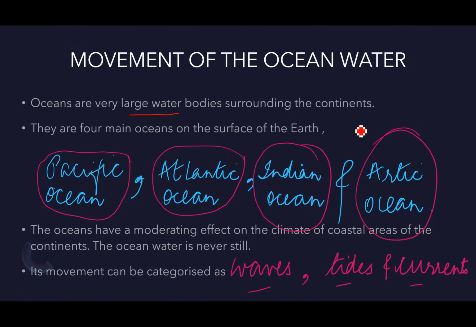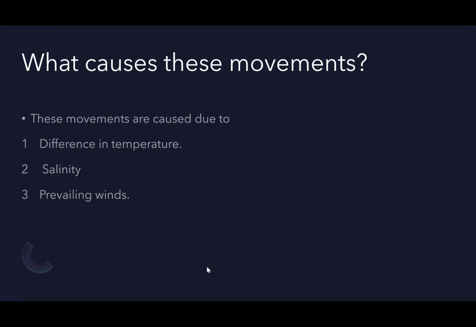There are four main oceans on the surface of Earth: the Pacific, Atlantic, Indian Ocean, and the Arctic Ocean. Oceans have a moderating effect on the climate of the coastal areas, and ocean water is never still. This is where we need to understand the waves, tides, and the ocean currents. But it is very important to understand that oceans are the large water bodies which surround the continents, and there are four main oceans: Pacific, Atlantic, Indian, and Arctic.